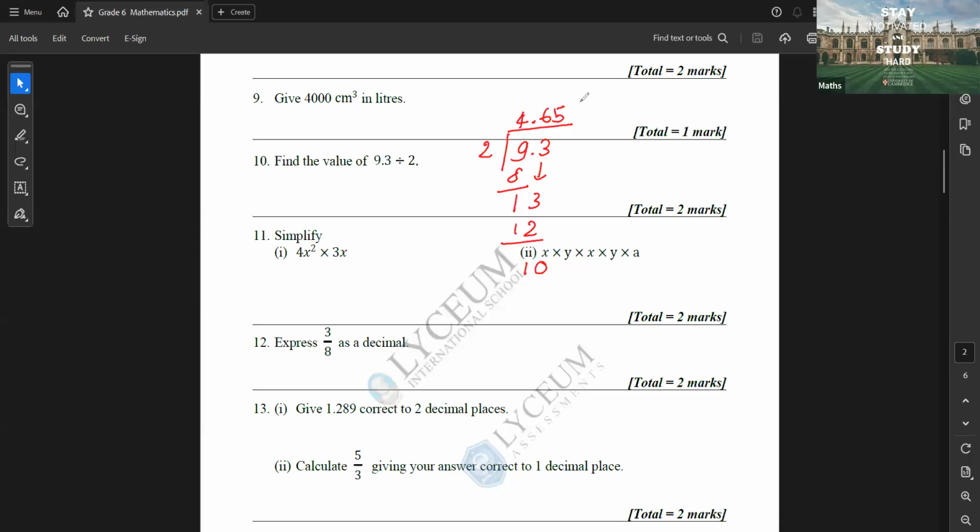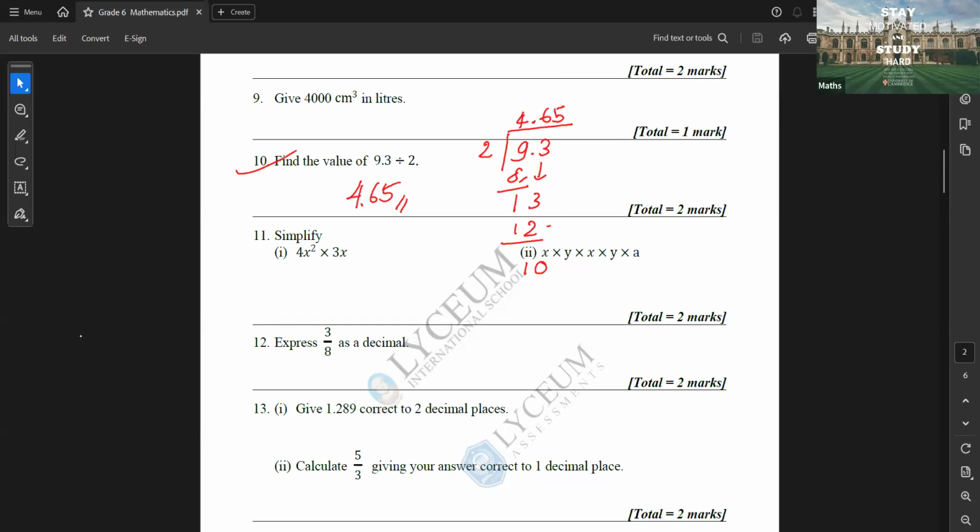For 9, you can go for a maximum of 2 times 4. So 2 times 4 is 8 we got. Once we subtract, 1, then you take 3 down again. For 13, 2 times 6 is 12. Remainder 1. Take a 0, 10, 2 times 5. So that's why 4.65. A good question again.